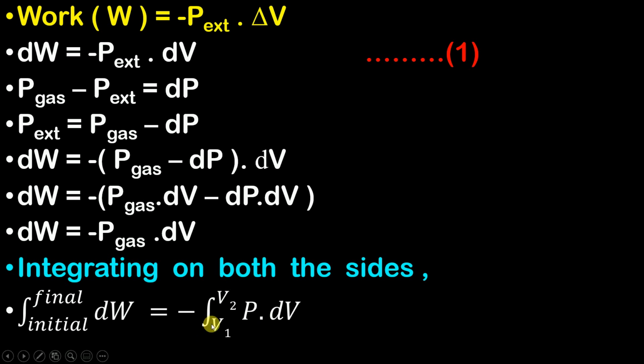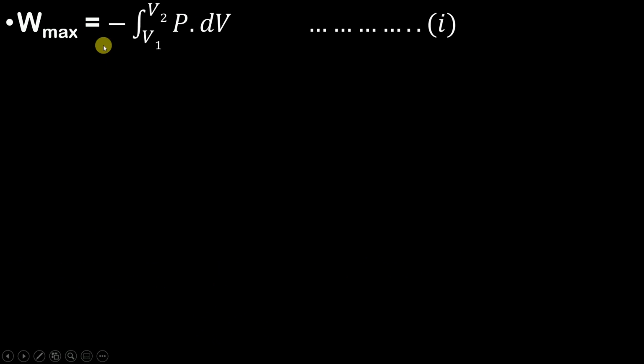So the volume will be from V1 to V2, and this P in P dV, the pressure of a gas, I just represented as normal P. Clear? Now as I mentioned earlier, this d and the integration will get cancelled out, and you are left with maximum work. It will be nothing but equal to the integration of P into dV from V1 to V2.